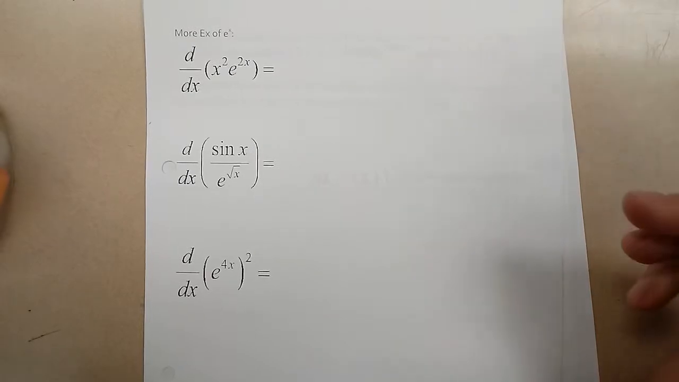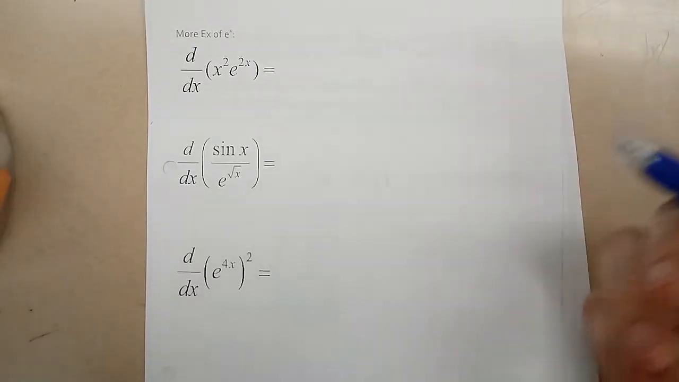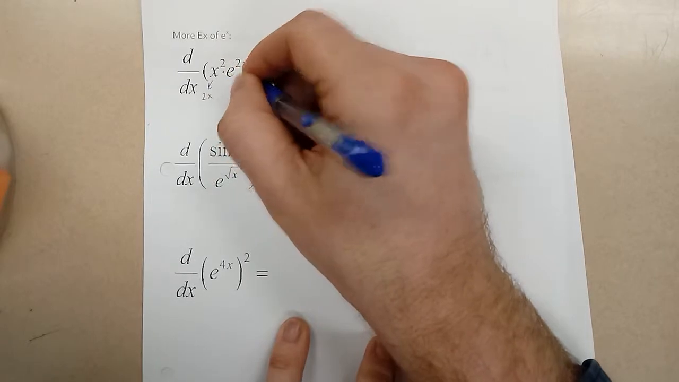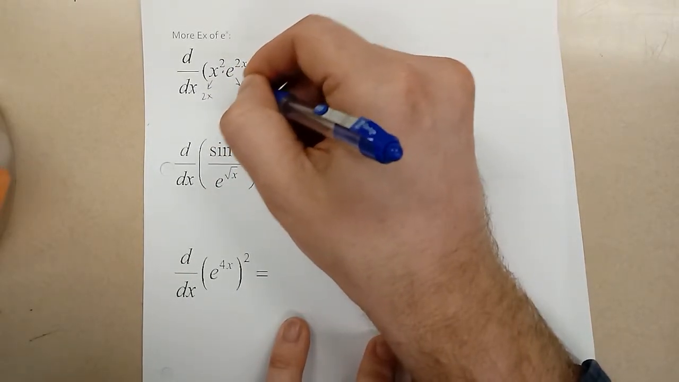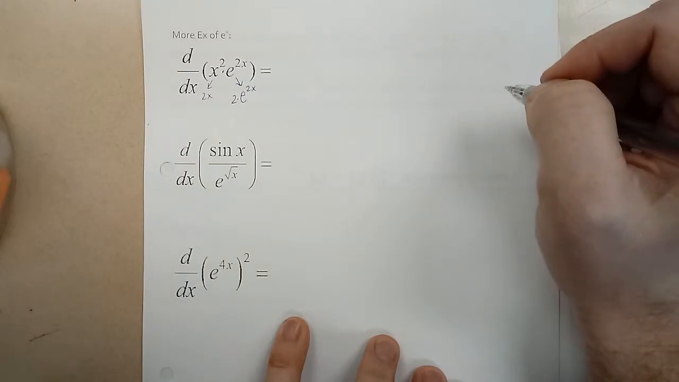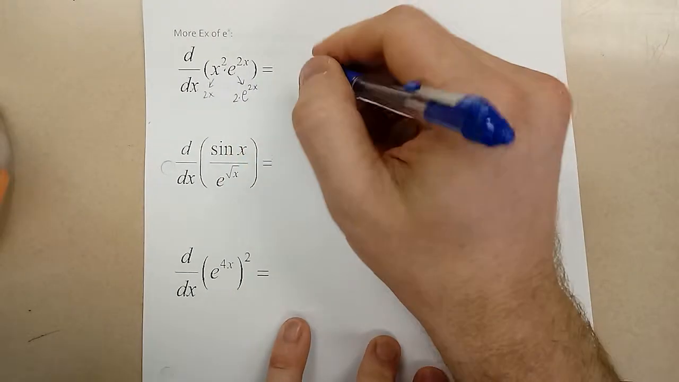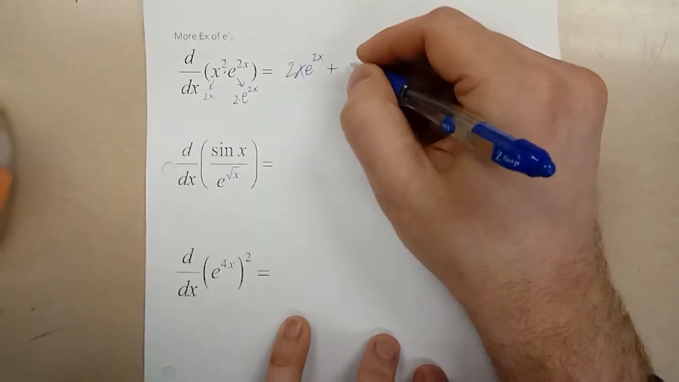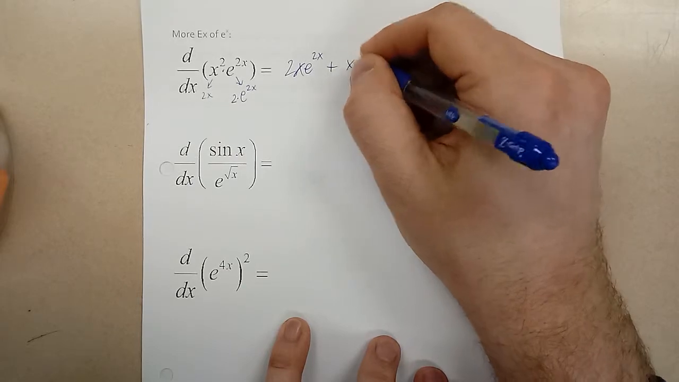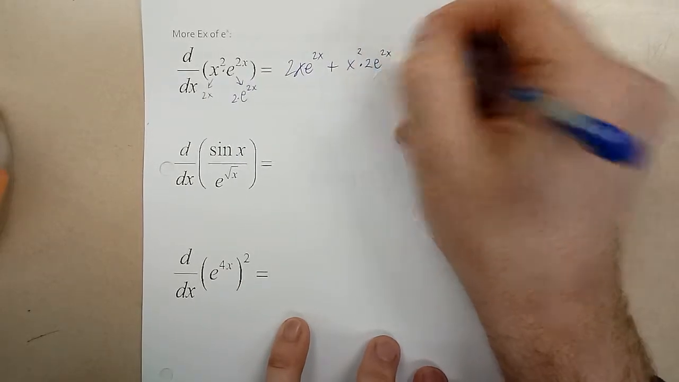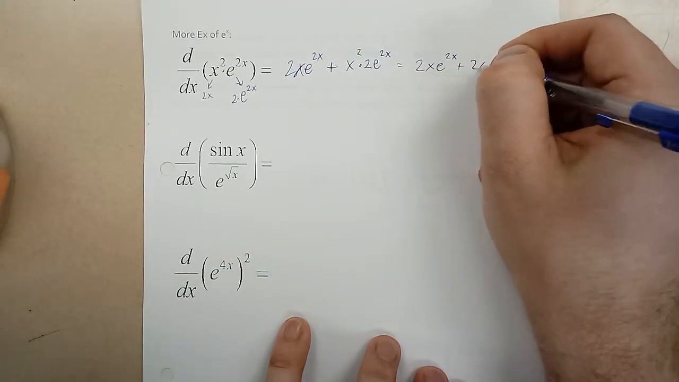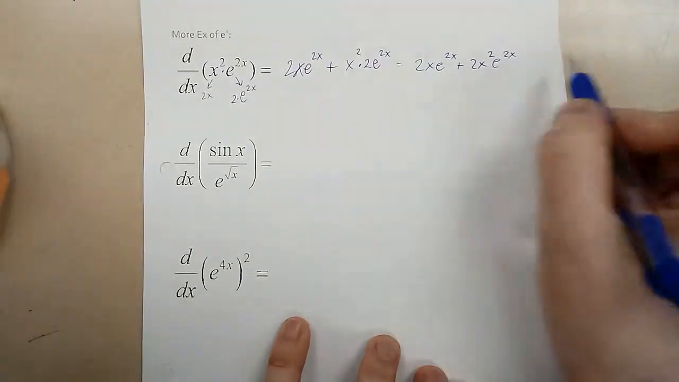So these are more just using derivative rules with e's in them. So this would be a product rule question, right? So we know the derivative of that on its own is 2x. The derivative of this on its own is e to the 2x times the 2 from that, because the derivative of 2x is 2. So I could write 2x e to the 2x plus x squared times 2 e to the 2x, or 2x e to the 2x plus 2x squared e to the 2x.